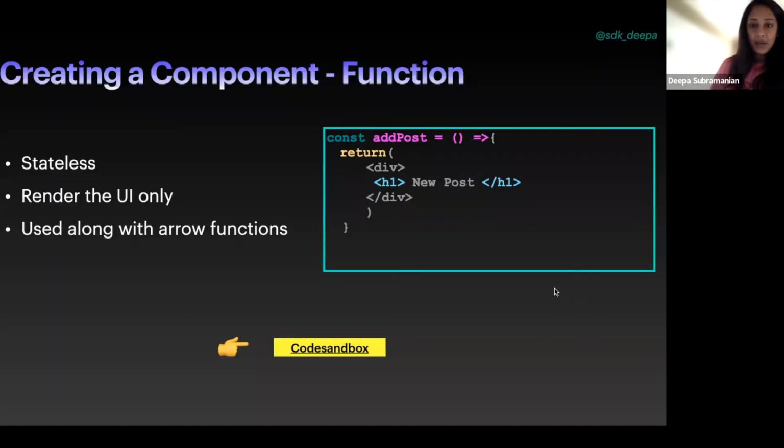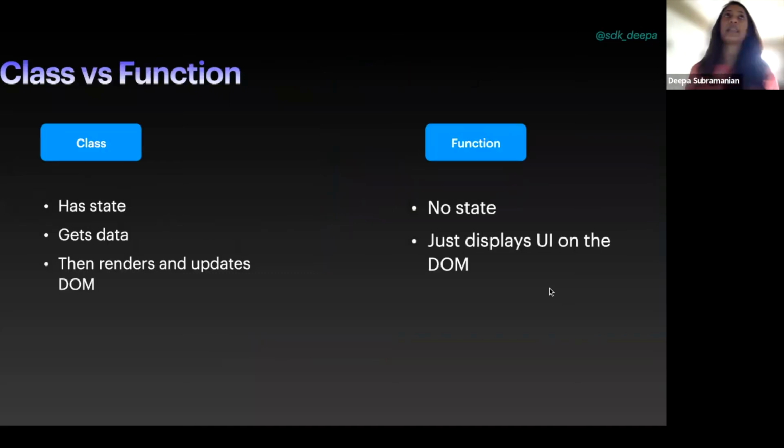Now, this is how you create a class and function component inside React. So we talked about class and functions. These are the main things that you need to know. Class has a state, it gets the data, and then renders and updates the DOM. Whereas in a functional component, where we don't use those hooks, it doesn't have a state, it just displays the UI.